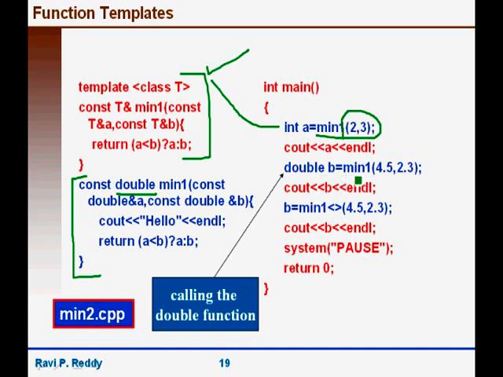Next, we call min1 with two arguments of the type double. Now, it has two choices, either to choose the specific version for the type double or to call the function template. The preference is for the specific version. So this function call calls the specific version for the type double. However, we can force it to call the function template by writing min1 and the template symbol here. This one forces it to call the function template as shown out here.